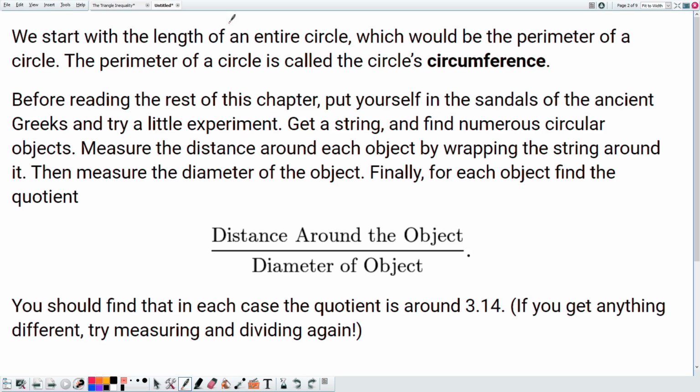So if you take the length of the entire circle, this is what is called the circumference. This is kind of like the perimeter of a circle.